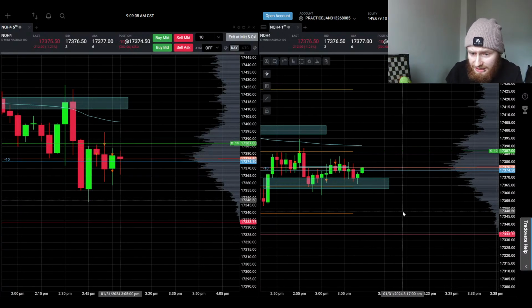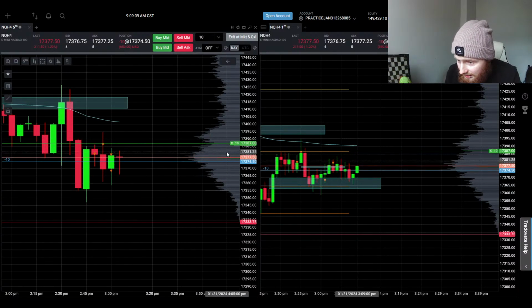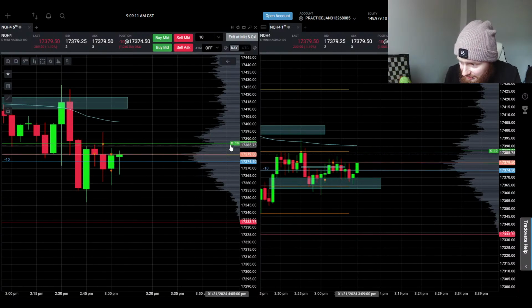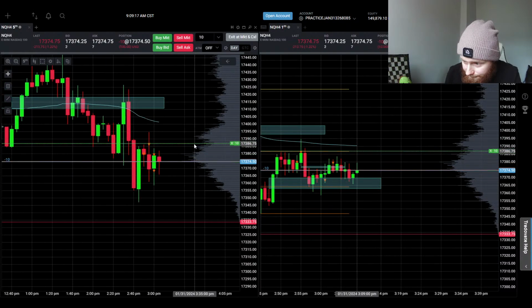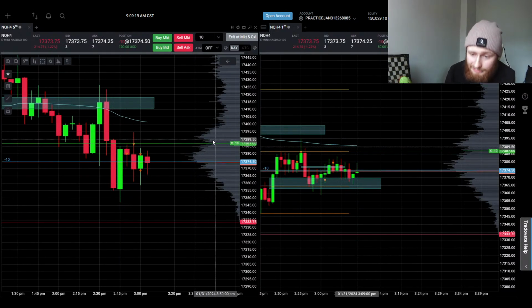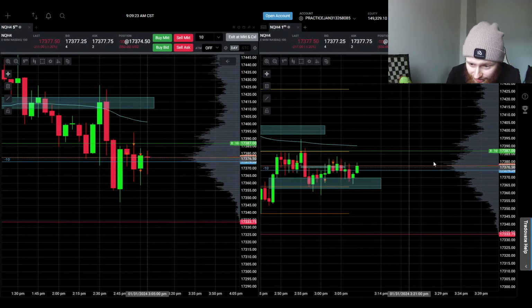Oh, a bit of a push up again. We're back to the break even. That's why we didn't want to move it to break even, that exact reason. Now, this is not looking great, but it's not looking terrible. We're still within structure. We just need to have a push down.